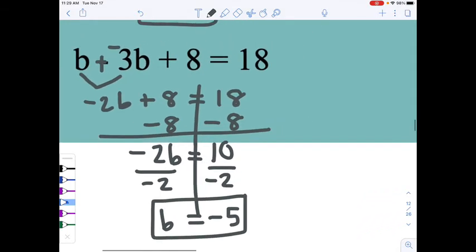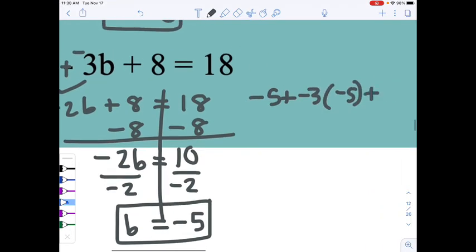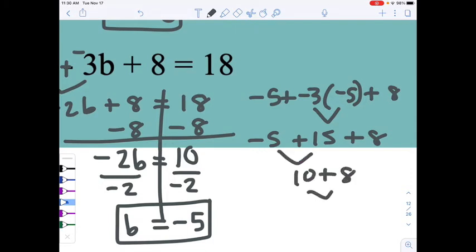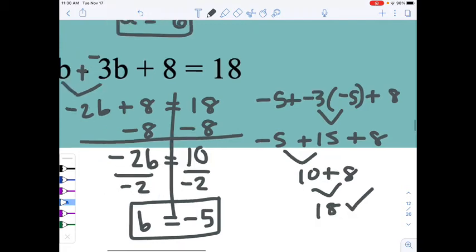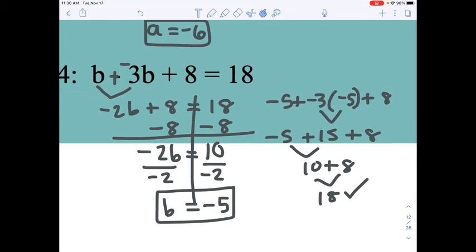Then we can check our answer. Plugging in -5 for b. -3 times -5 is 15. -5 plus 15 is going to be 10. 10 plus 8 is 18. Check. It works. So our answer is -5.